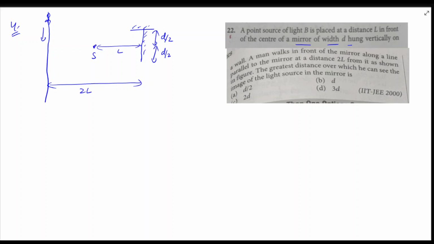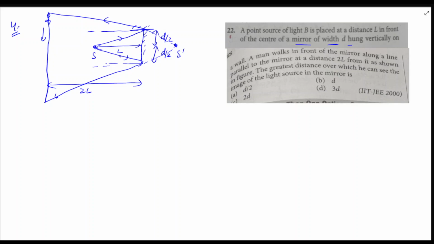So this is quite a simple question. Let's say this is the last ray which will hit the mirror at this extreme, and it moves like this, right? So we have to make the field of view, which is what the question is actually asking. So this is the field of view where you can see this source in the mirror, right? So this is S dash.